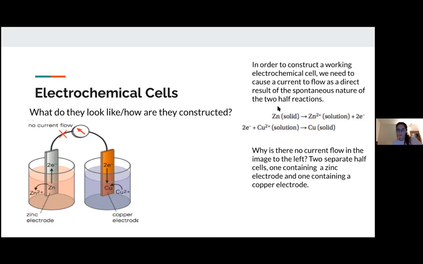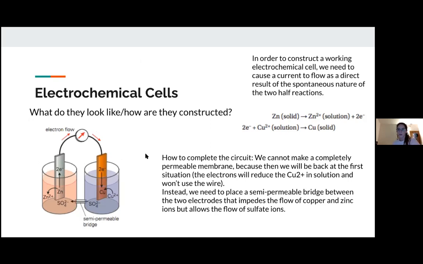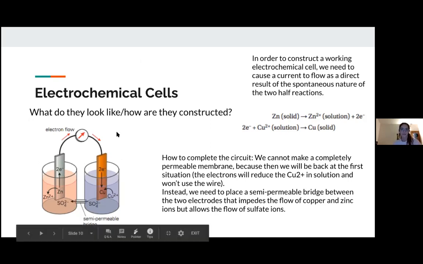Okay, so yeah, the zinc atoms will dissolve, releasing 2 electrons, but there's no copper ions in the solution, so the electrons can flow to the other cell through the wire, which addresses the first problem of the previous cell. But this would lead to a buildup of positive charge in the left cell, and so no current will be sustained.